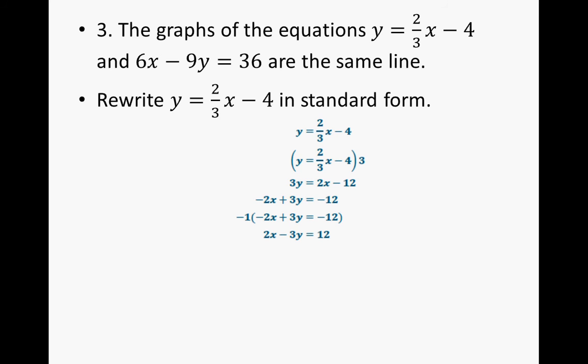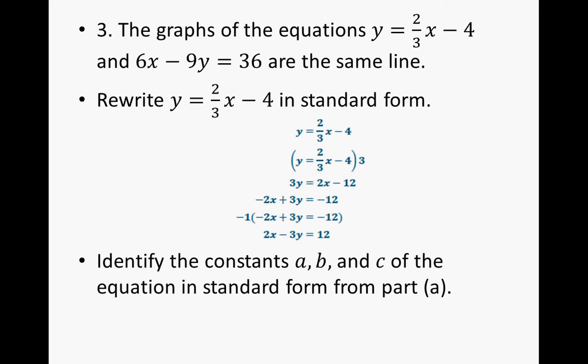Well, again, when we effectively get rid of the fraction by multiplying the whole equation by 3, we end up with 3y equals 2x minus 12. Then by subtracting 2x from both sides of the equation, we get negative 2x plus 3y equals negative 12. And so in order to end up with a positive x, multiply the whole equation by negative 1, and that gives us 2x minus 3y equals 12.